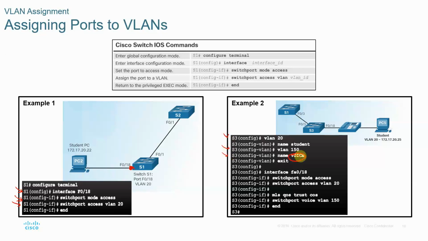No, actually here you're just giving it a name. This is just for your own access. If you go to interface F018, you define it to be in access mode. You define it to be a member of VLAN 20. And then you have to say that this is actually a voice VLAN. This is the command that tells the switch this is a voice VLAN so that it gives it a certain priority to let the delay be bound.